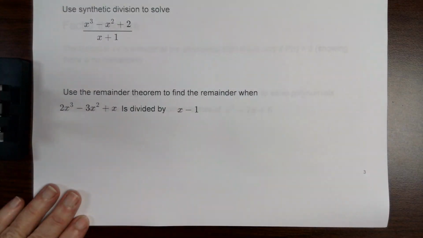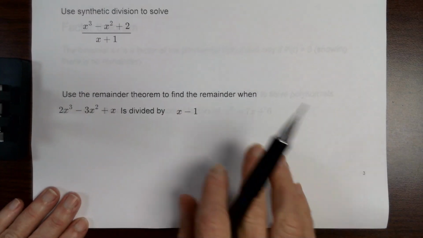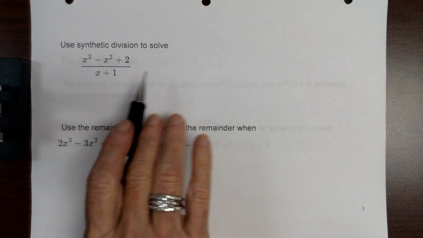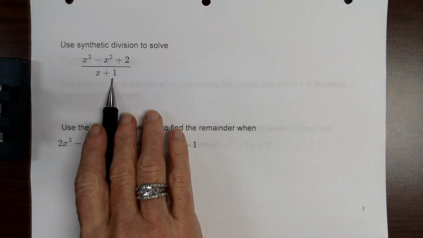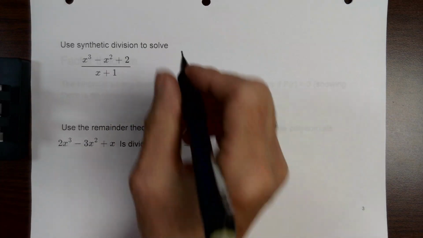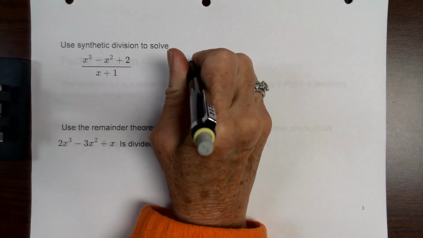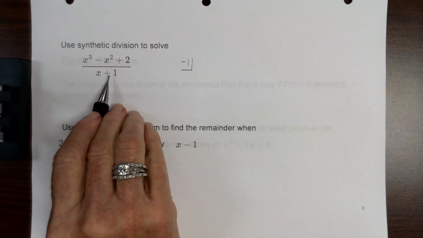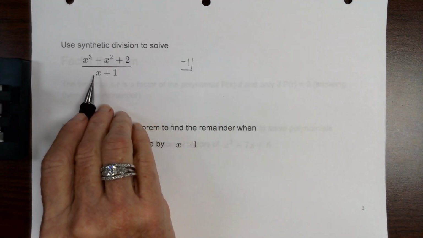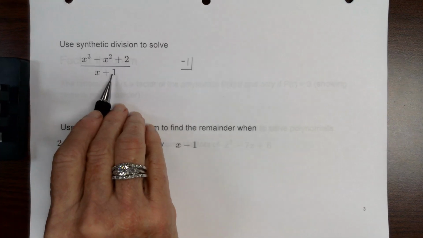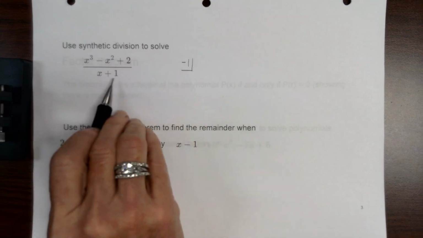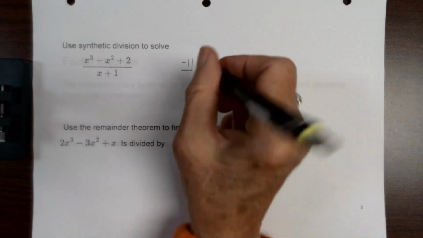All right, so I'm going to use synthetic division to solve this problem. It doesn't say anything about using the remainder theorem, but this one says use synthetic division. So I'm going to have a -1 out here on the outside, because remember, this has to be in x minus r form. So this could be x minus a -1. Therefore your r is your -1. It's just the opposite sign of what you have here.